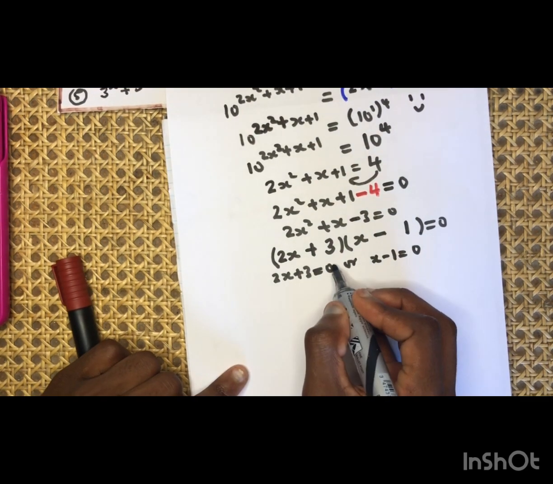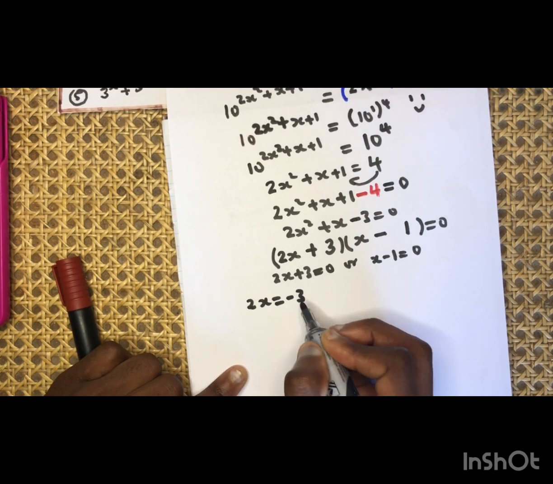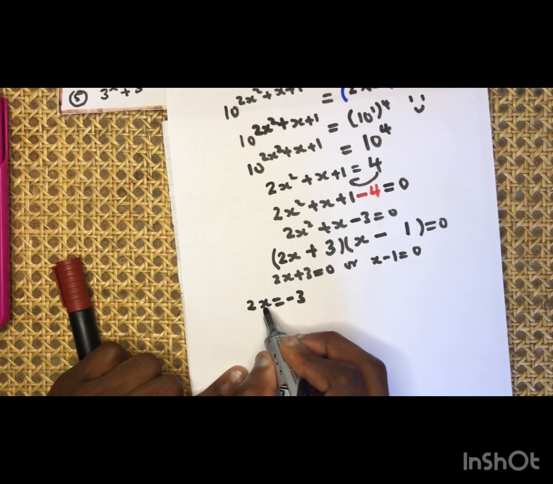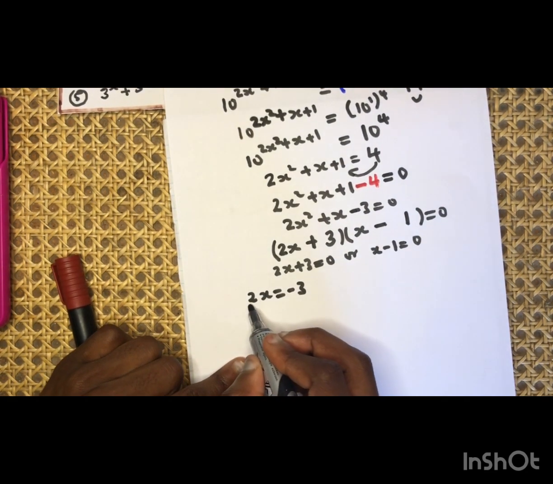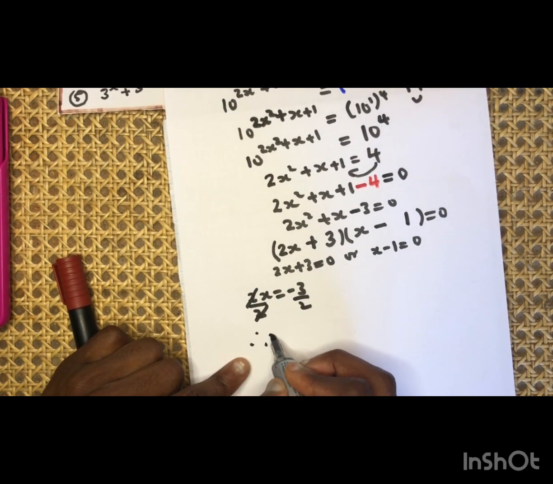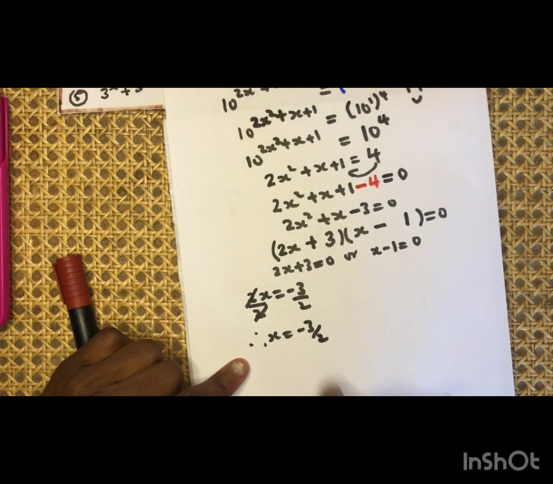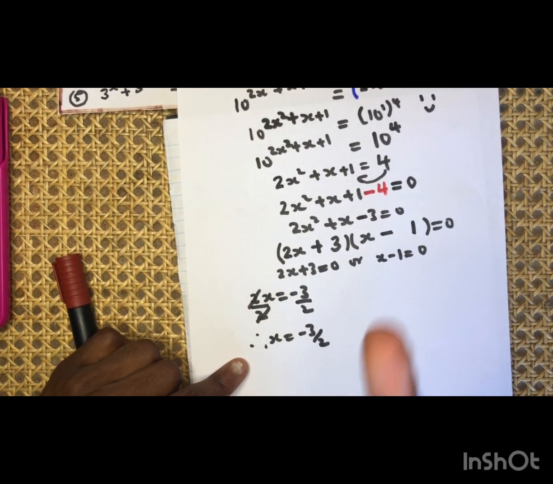So now you transpose 3 to this side, you will be left with 2x equals to minus 3. What you must do in order for you to solve for x, yes, you must divide both sides by what? By 2. So this cancels out. So therefore your x is equal to negative 3 over 2, right? But you're not done. You're supposed to have 2 values of x there.